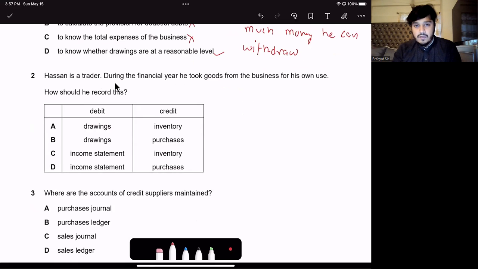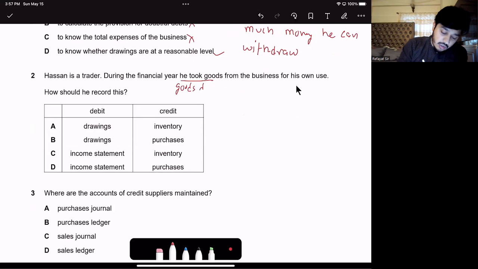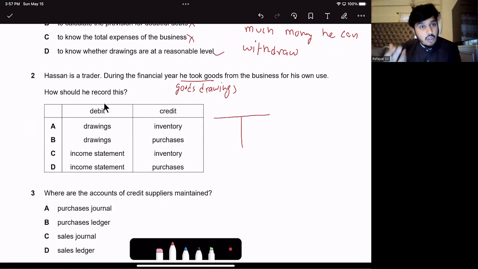Number two, Hassan is a trader. During the year, he took goods from the business for his own use. All right, so he took goods. That means he made a goods drawing. How should he record this? Every time there is a goods drawing, it's recorded in a very simple way. Goods drawing reduces the goods purchased. So whenever an owner makes a goods drawing, the amount of goods purchased decreases.